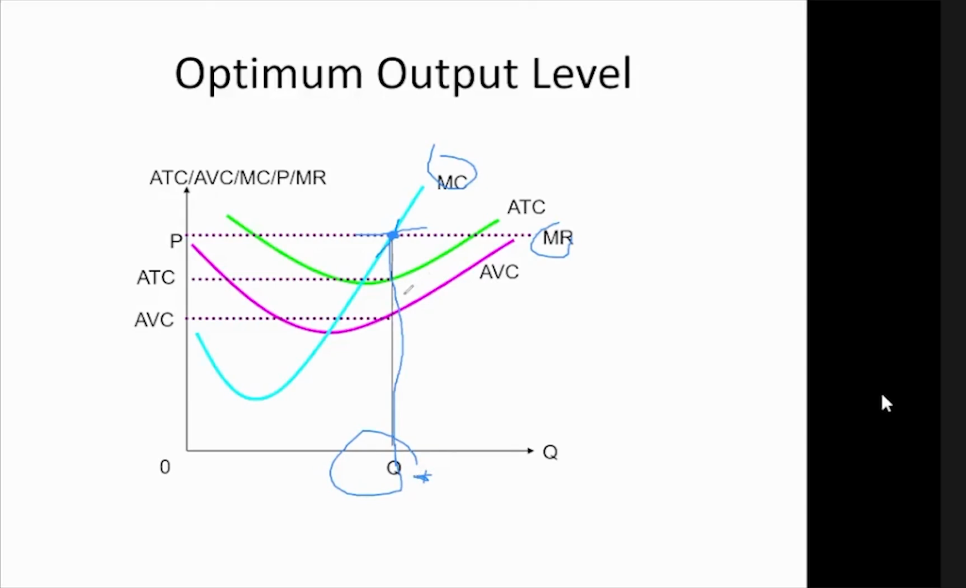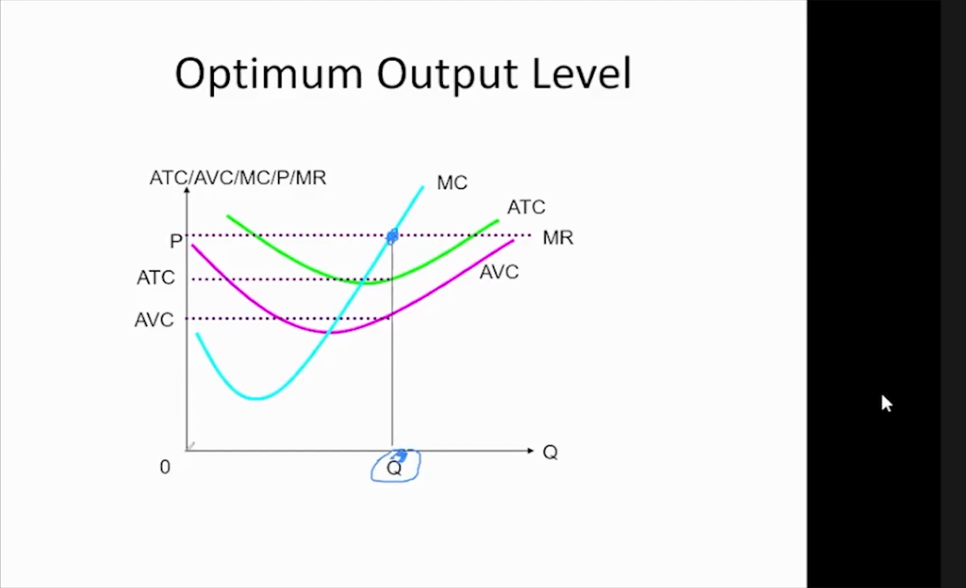In that place, we have a few things to analyze. I will come later to explain why we decide on MR equals MC as our output level. For the moment, just assume it as given. So the given scenario is that MR equals MC is the optimum output level. Then Q will be that particular output level which maximizes profit.